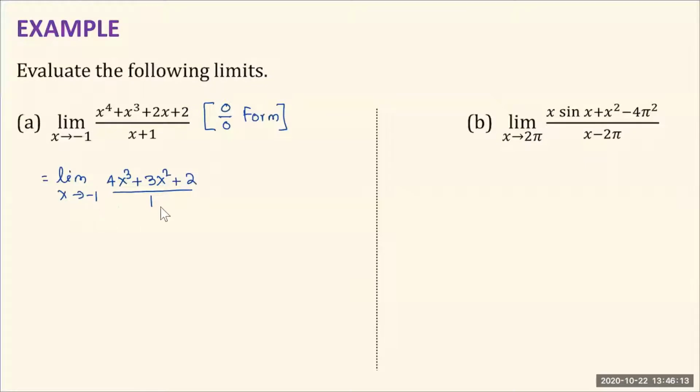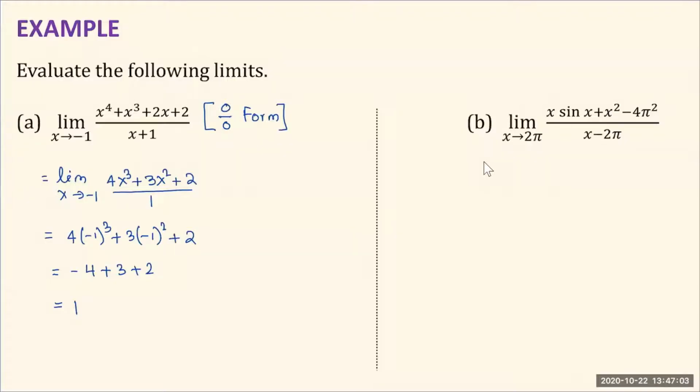Now we can evaluate this limit by direct substitution. If you try direct substitution, it will be 4 times -1 cubed plus 3 times -1 squared plus 2, which is equal to 4 times -1 cubed, -4, 3 times -1 squared, 3, plus 2, that is equal to 1. So here we use L'Hopital's rule to get that limit.